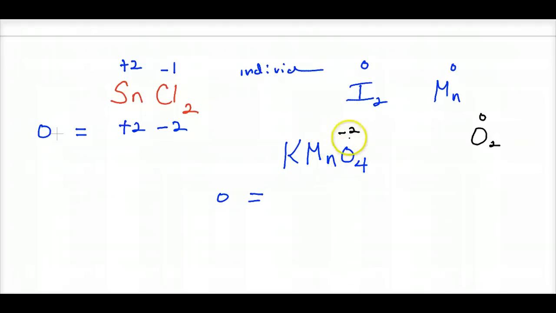Now, the individual charge of the oxygen is negative 2, but the overall charge due to all the oxygens is negative 8. And I went 4 times negative 2 there. Potassium is plus 1. And guess what? There's only one of them, so it's plus 1 overall.